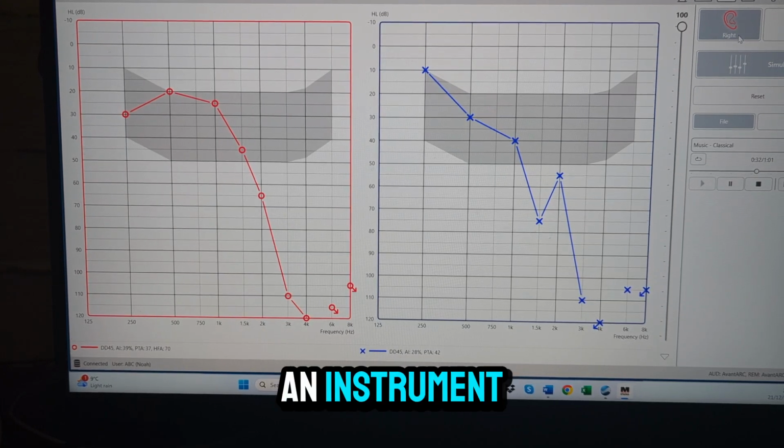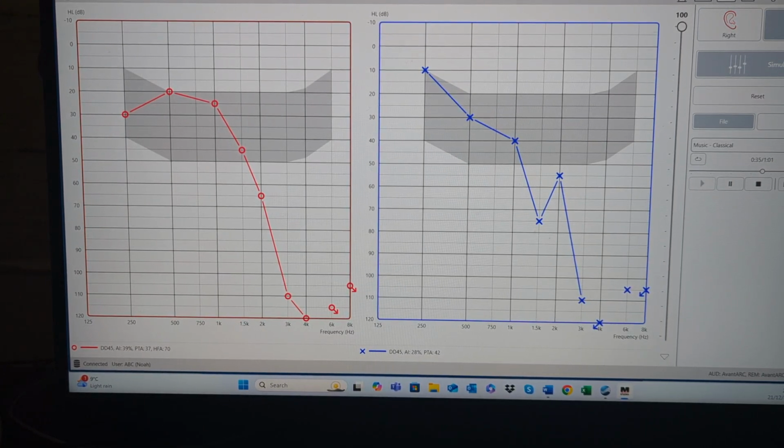It's almost like I added an instrument there. And I've taken it away.